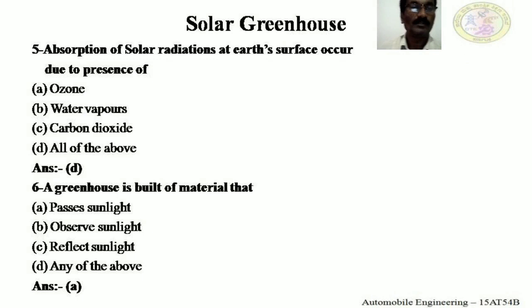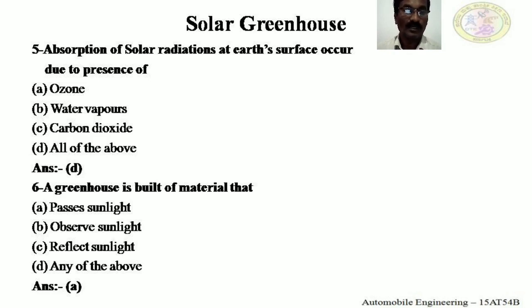Next question, the fifth one. Absorption of solar radiation at Earth's surface occurs due to the presence of. We have these options: ozone, water vapor, carbon dioxide and all of the above. That means the atmosphere has all three: the ozone layer, water vapor and carbon dioxide. So the answer is D, which is correct.